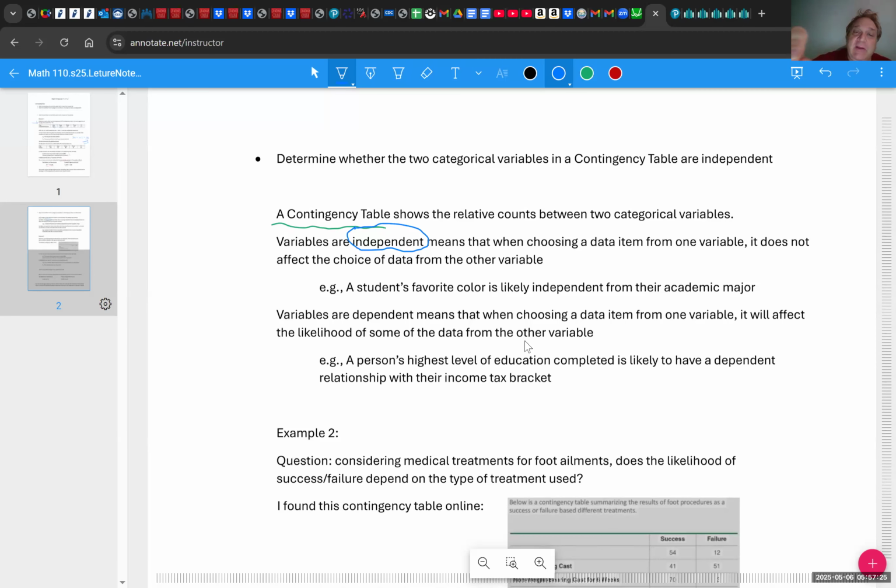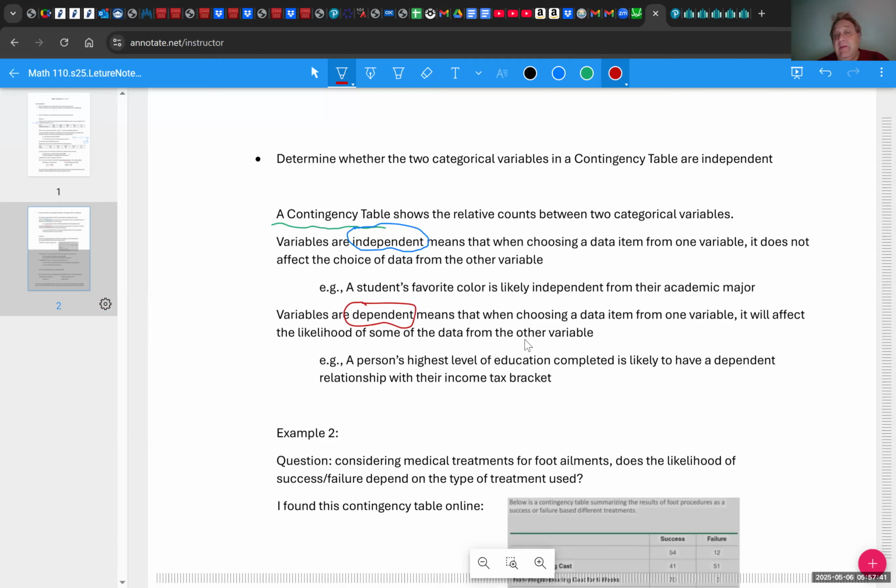Okay, so let me go on to the other definition, which is dependent. So variables are dependent. That means that when choosing a data item from one variable, it will affect the likelihood of some of the data from the other variable.